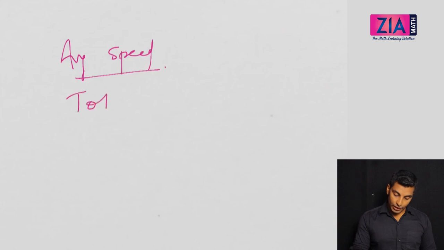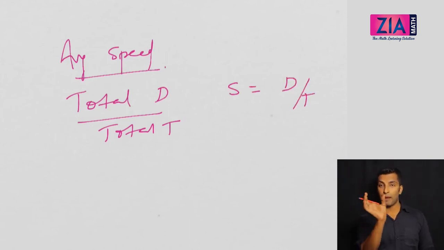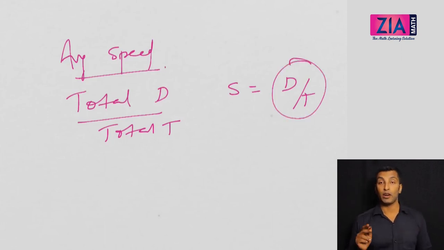Now let's look at a very important concept, that is average speed. Okay. Average speed means it's actually total distance by total time. So what is actually speed? Speed is equal to distance by time. So average means total divided by number, that we have already seen in the previous session. So here total distance divided by total time is the average speed.